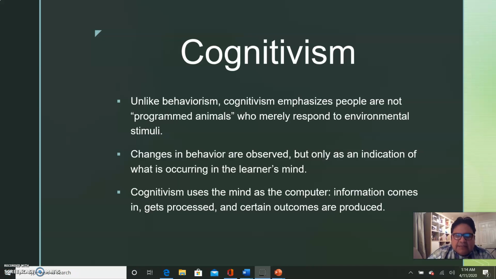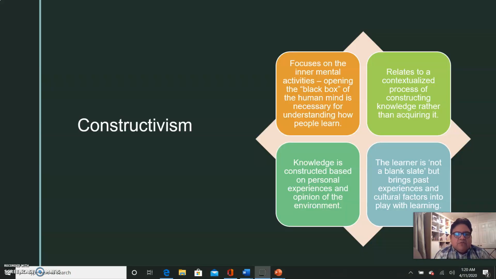Information gets processed, such as memory, which, if you recall, is receiving information with the five senses, short-term memory and long-term memory. The third theory is constructivism, which is focused on the inner mental activity, the black box of the human mind. It relates to a contextualized process of learning, constructing knowledge rather than just acquiring it through listening. The learner does not have a blank slate, but rather has past experience and cultural factors which play into learning. Additionally, knowledge is constructed based on personal experience and opinions of the environment.